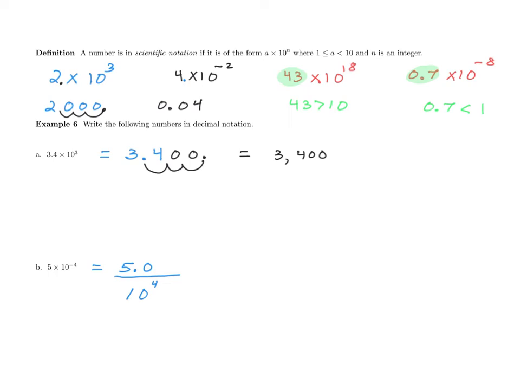So that is 0.0005. So here I moved it 1, 2, 3, 4 times. The number of zeros will be 1 less than the number that appears here as positive 4. So 1, 2, 3, 4 times. And that is the answer for example 6.